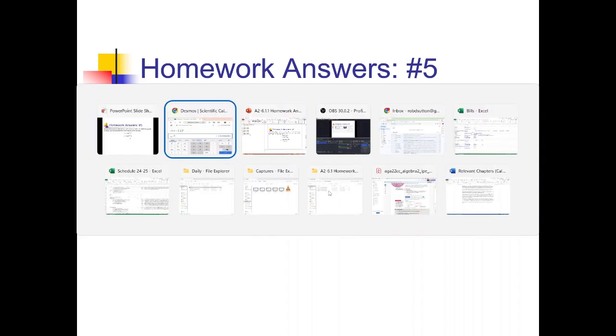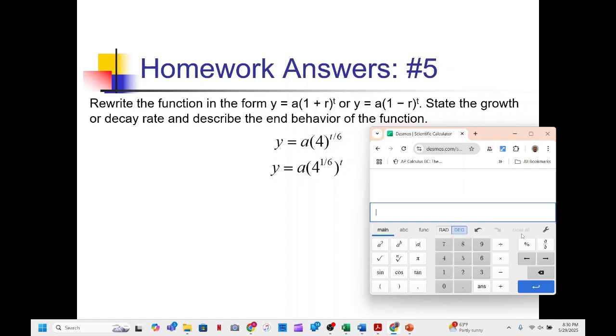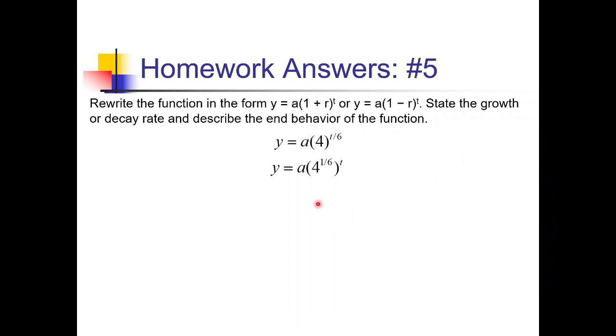Let me go to Desmos for that, clear out what I had before. So we have 4 exponent 1 over 6, and that's bigger than 1. It's 1.2599, which I can split up into 1 plus 0.2599.